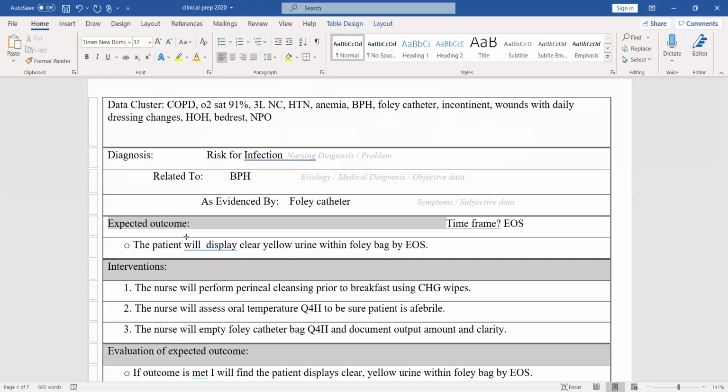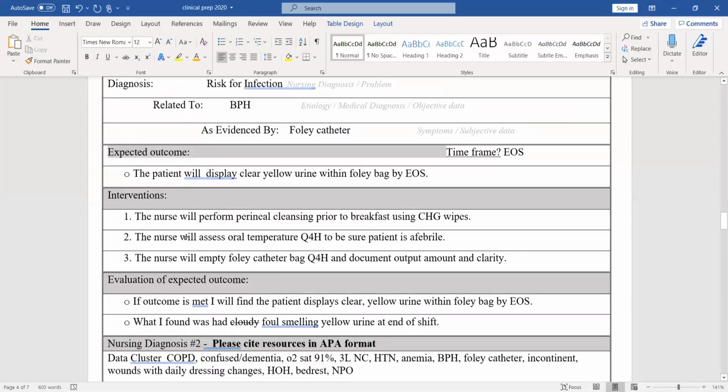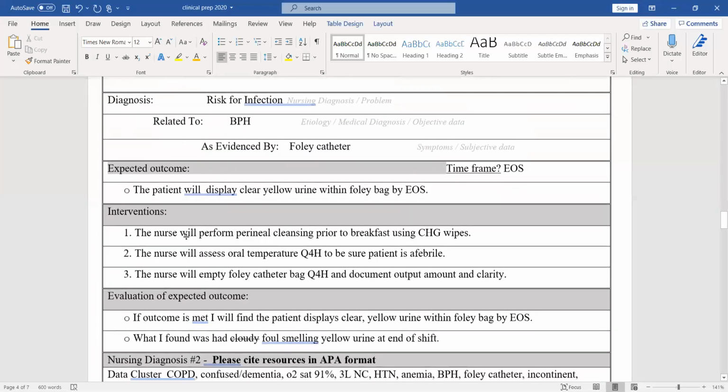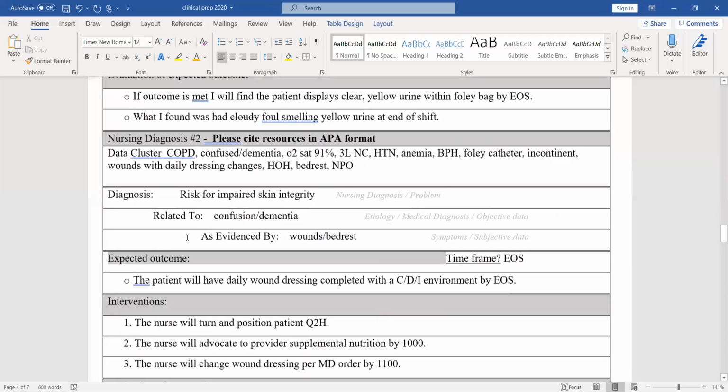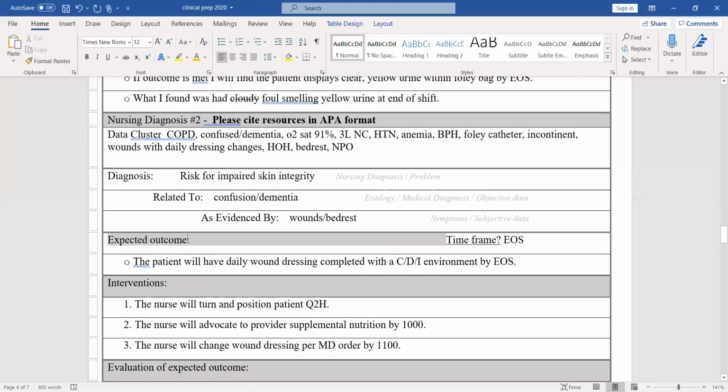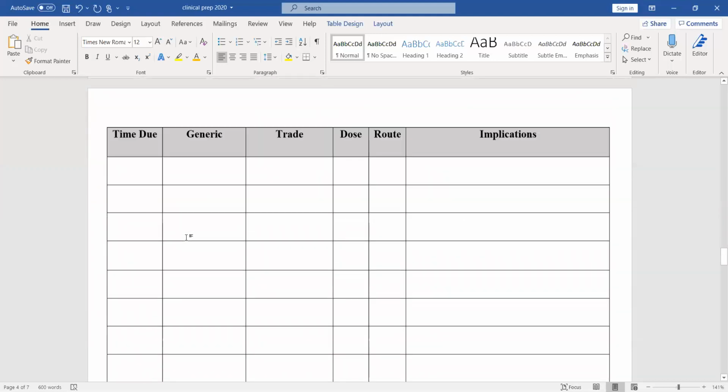So we have to think about that. But again, please just try not to think outside the box. I'm thinking that these are pretty generic, straightforward. I mean, there's risk for falls. We have impaired tissue perfusion. We have fluid volume excess. There are multiple nutrition ones. There are multiple activity intolerance is another one. So there are a lot of generalized ones that we can talk about here.